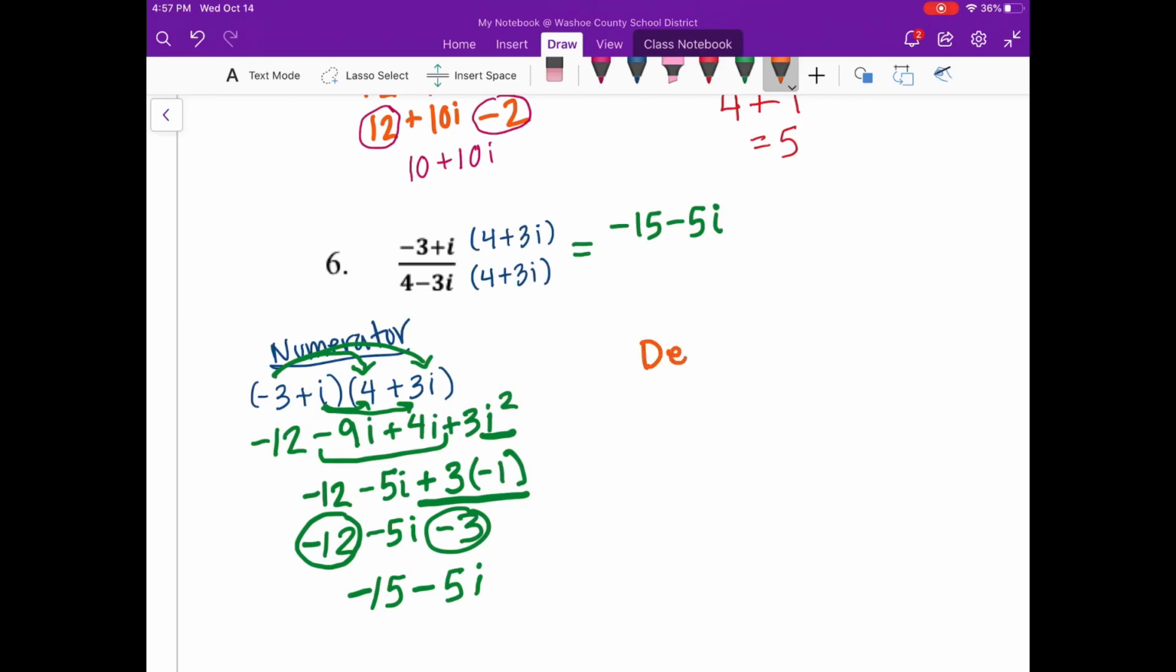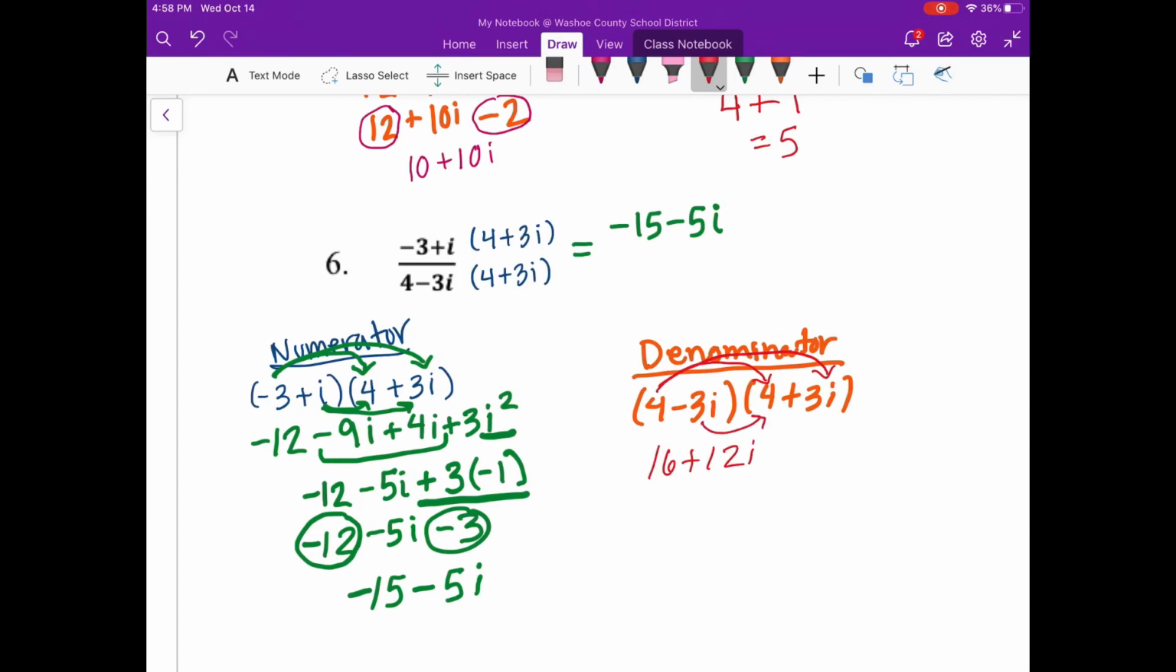Okay. And we're going to do the same thing with our denominator. My denominator is 4 minus 3i times 4 plus 3i. And this denominator, remember our goal is to cancel out i, so you should be canceling out just your i terms here. So that's a good way to check if you're on the right track. So we have 4 times 4 is 16. 4 times a positive 3i is a positive 12i. Negative 3i times 4 is a minus 12i. And negative 3i times positive 3i is a minus 9i squared.